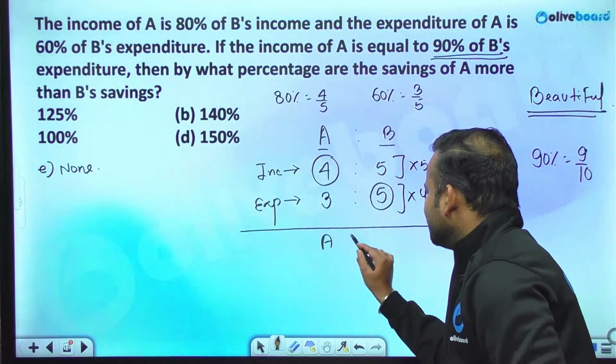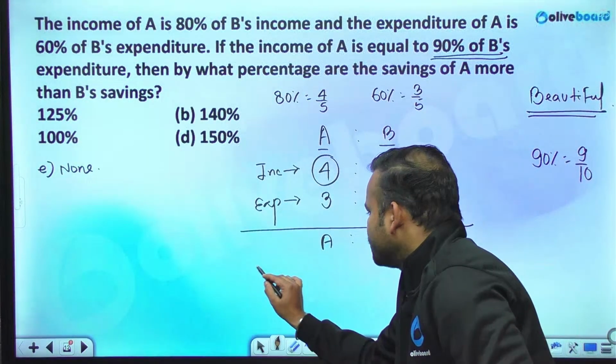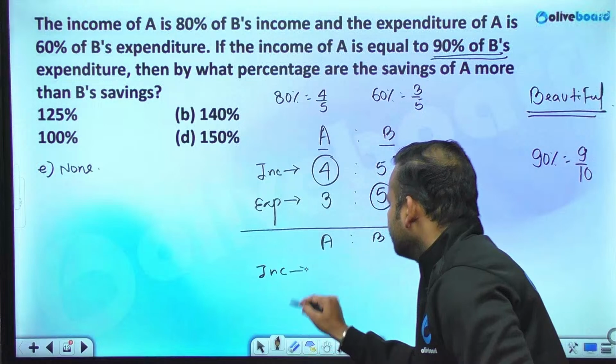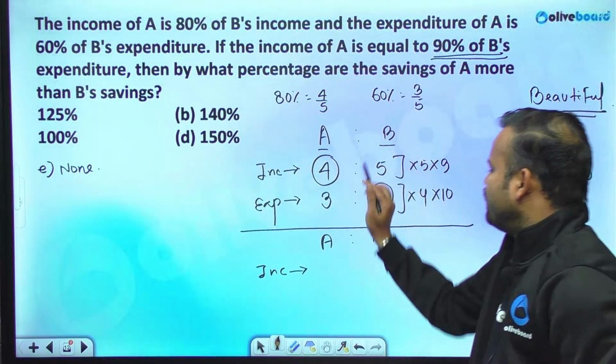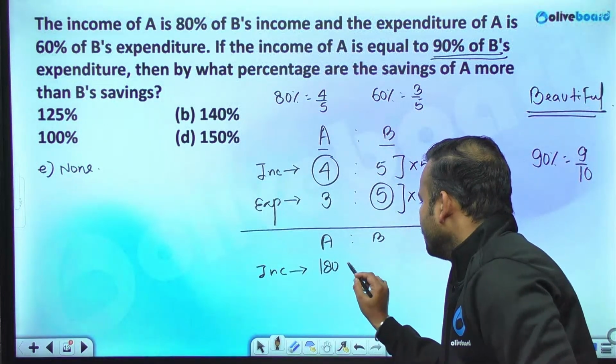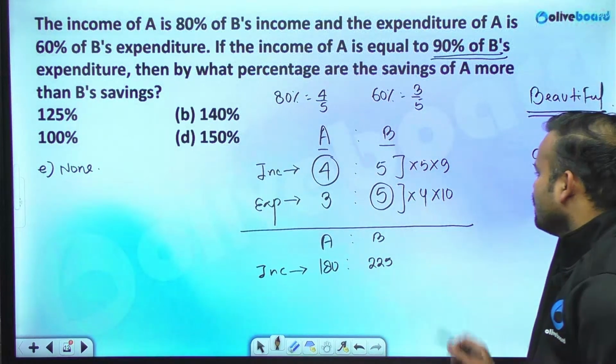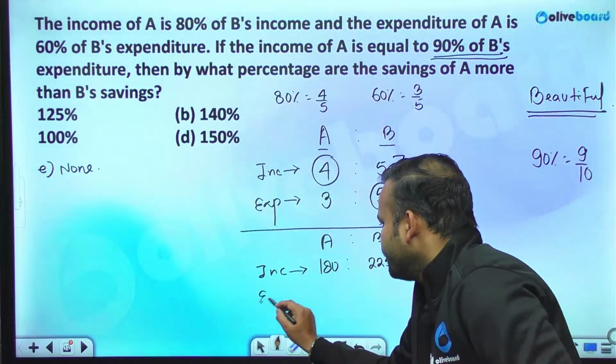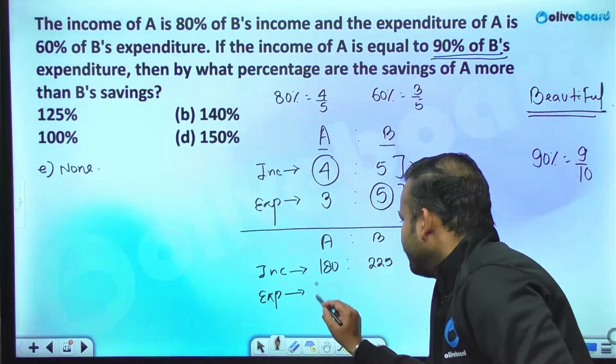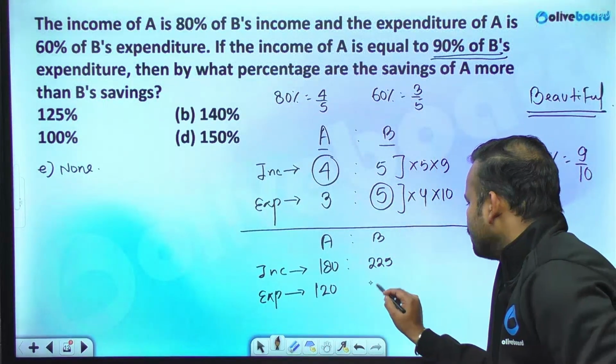So this is A and this is B. So the ratio of income will be 45 into 4 is 180 and 45 into 5 is 225. 40 into 3 is 120 and 40 into 5 is 200.